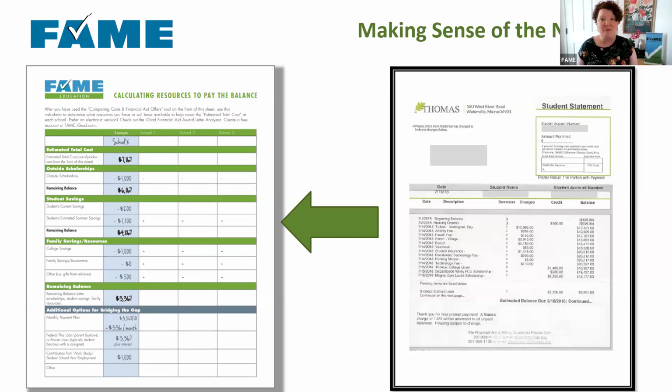And all those little pieces, so $100 here, $500 there, $1,000 here, all of that is going to bring that $10,000 number down a whole lot lower, right? So now we've got this smaller number, and that's when we start talking about payment plans. And we'll talk about that in a minute as well. All right, but use these tools. I think they are super, super helpful. I really like using the back of this calculating resources to pay the balance.